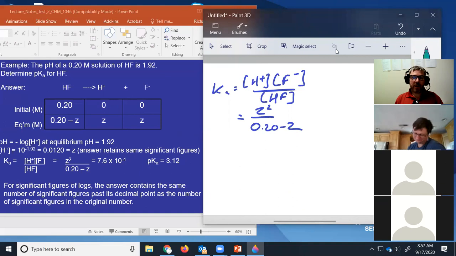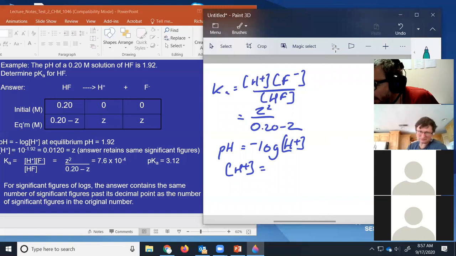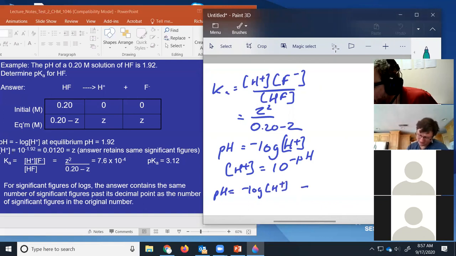Now we need a way to find Z, and we've already got that because we've got the pH of the solution. The pH can be converted into the hydrogen ion concentration. So we know that pH is the negative log of the hydrogen ion concentration. In order to solve for the hydrogen ion concentration, H plus, it's going to be 10 to the negative pH. Now, how do I get that? Well, I'll show you. If we've got pH equals negative log of H plus, then we know that negative pH is equal to the log of H plus.